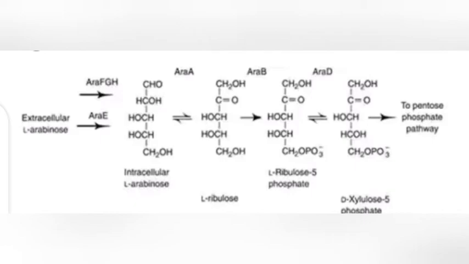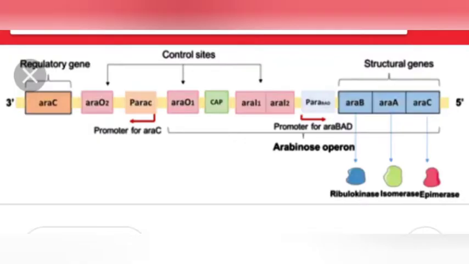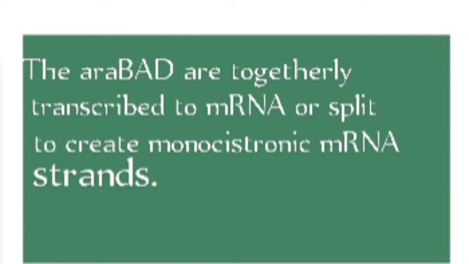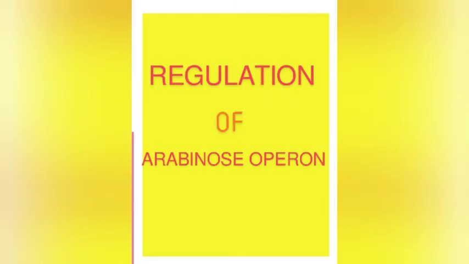However, on the Arabinose operon, the structural genes are transcribed together into a polycistronic messenger RNA strand or split to create monocistronic messenger RNA strands that are translated separately into proteins. Moreover, Arabinose operon is regulated in the following ways.